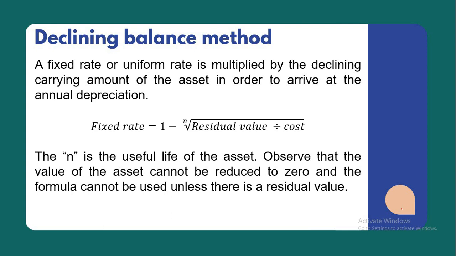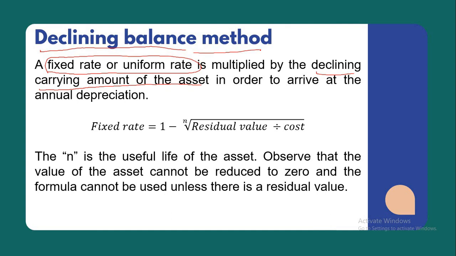every now and then you are going to update the carrying amount, and whatever the carrying amount is for that particular year, that would be the basis for the depreciation. So a fixed rate or uniform rate is multiplied by the declining carrying amount. Okay? So you multiply the fixed rate to the declining carrying amount of the asset in order to arrive at the annual depreciation. So the question is, how do we get the fixed rate or the uniform rate? So this is the formula for the declining balance. Okay? In the declining balance class, this is the formula for the fixed rate.